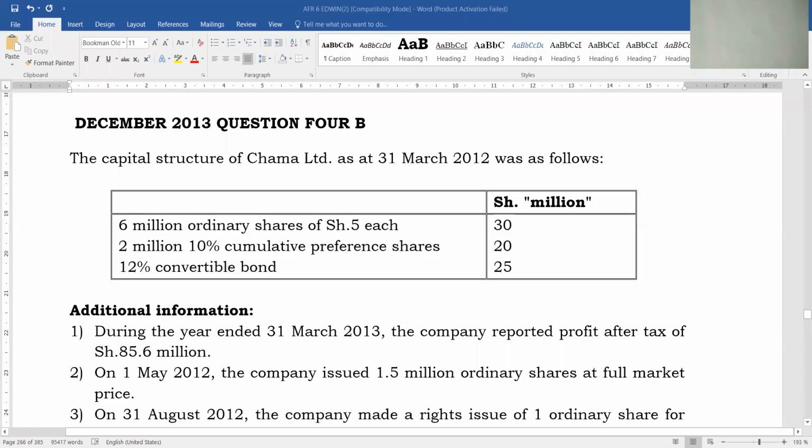So these are about earnings per share. We are doing a question of December 2013. So, earnings per share. We always say that in earnings per share, you have to compute both basic earnings per share and the diluted earnings per share.